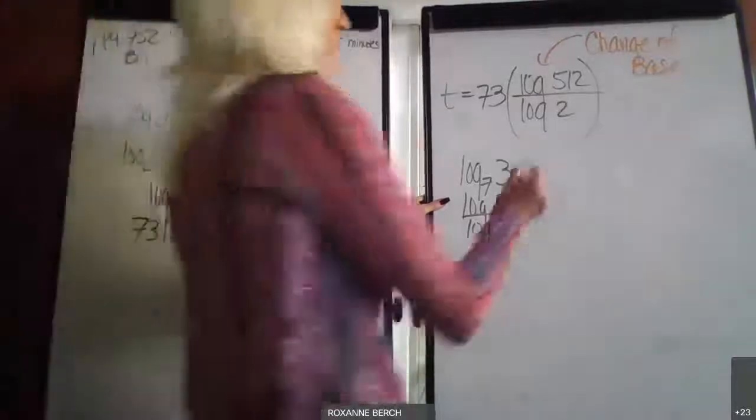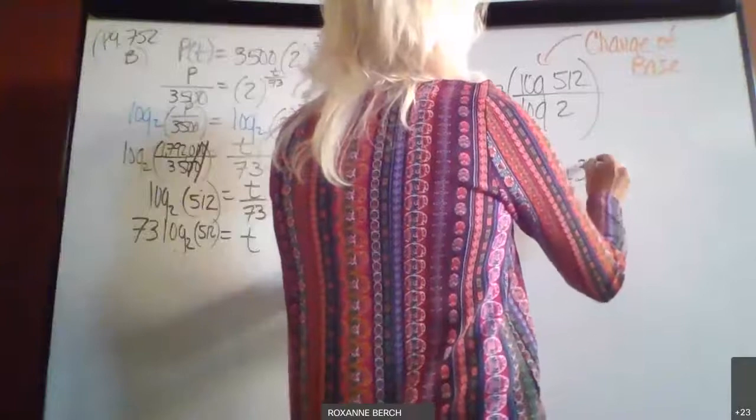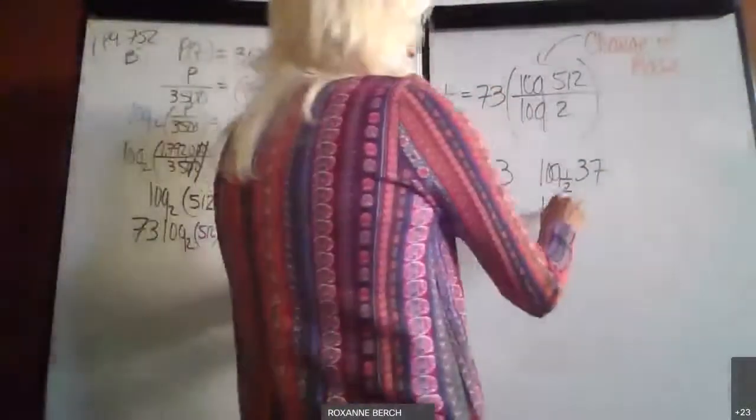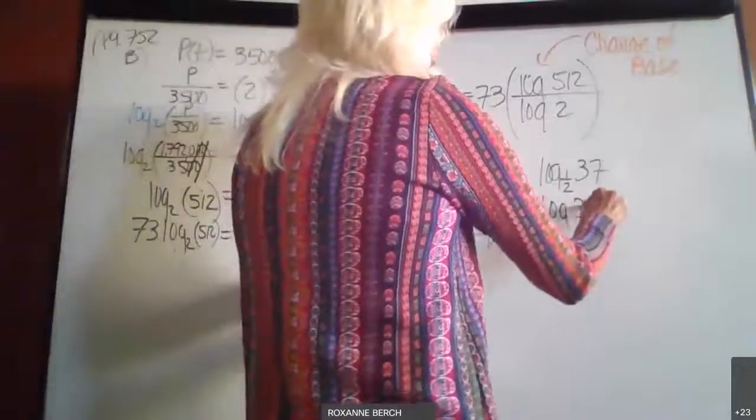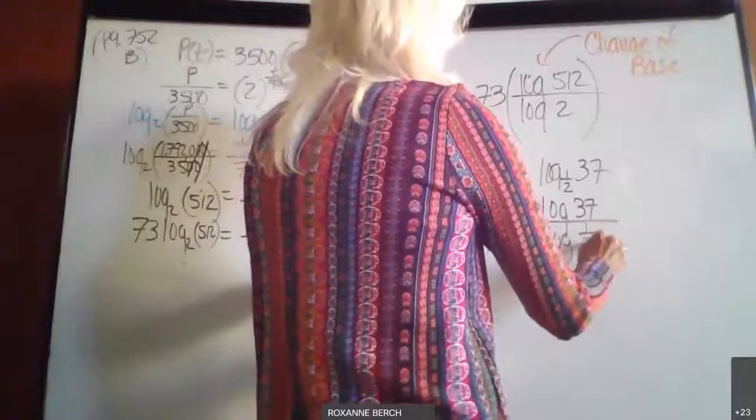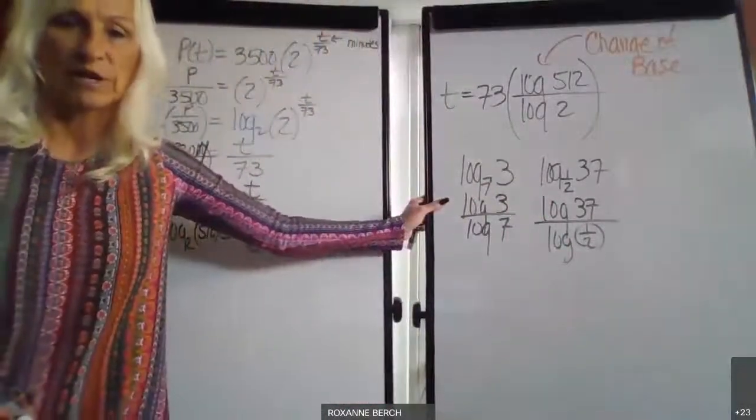Okay. Let's say you had log base a half of 37. Same thing. You could change this to log base 10 of 37 divided by log base 10 of 1/2. And now you're able to put it in the calculator.